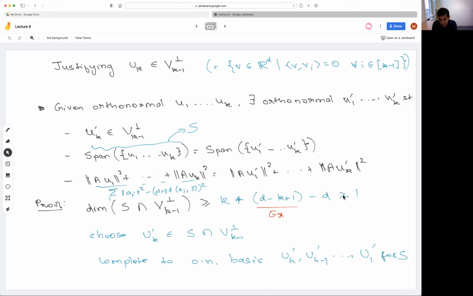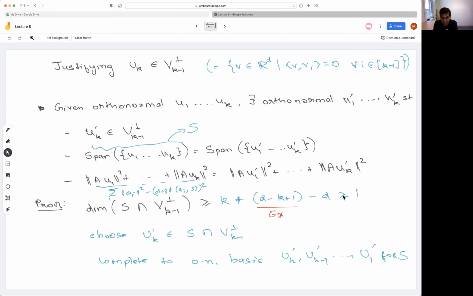And then we are done. We chose UK prime to be, so the first property is satisfied because that's how we chose UK prime. The second property is satisfied because we chose U1 prime to UK minus 1 prime as a completion of UK prime to a basis of S. So of course, the span is S. They are a basis for S. And the third property we saw is just implied by the second property, so it's nothing new to prove. It's just convenient as an observation. But then we are done.